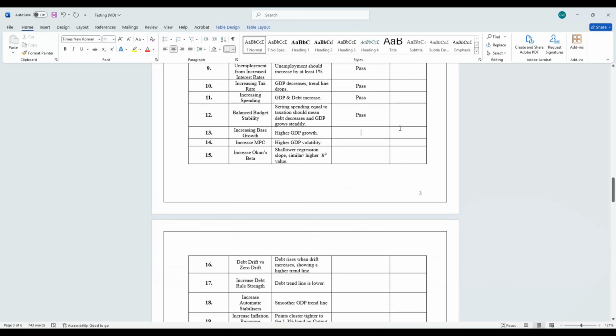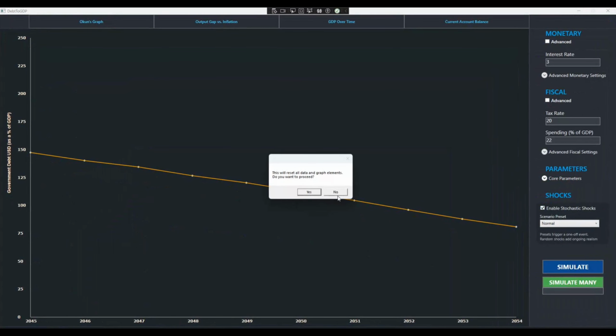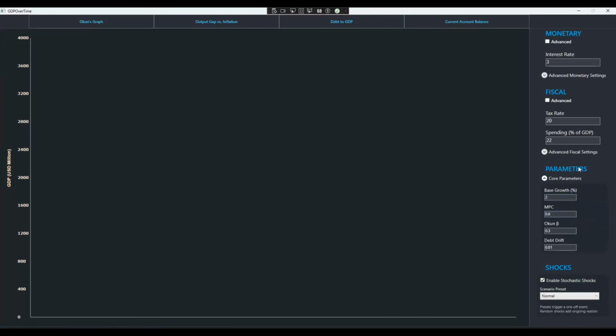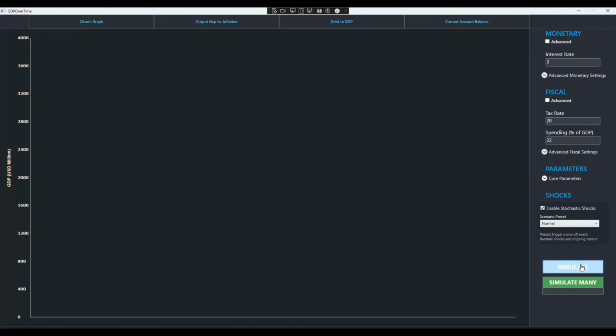The next test is increasing base growth, which is a core parameter in economic simulation, and this should lead to higher GDP growth. This is quite an important variable when it comes to testing growth over time. So we can start off with the base growth initialization of 2%. And if we simulate 15 years of the simulation, we can see the effects now.